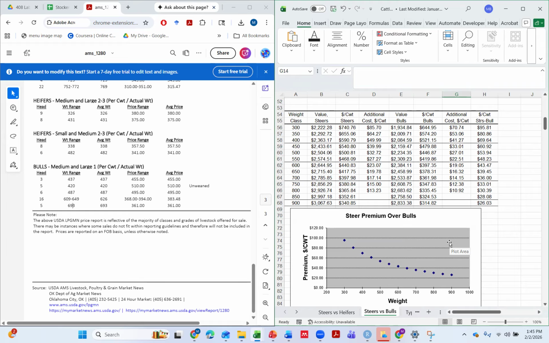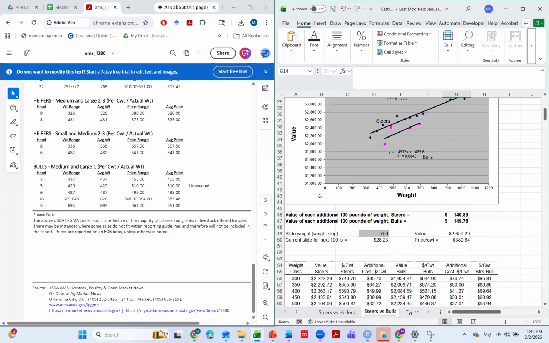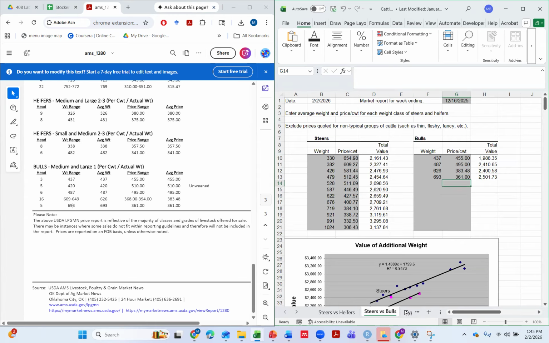I don't exactly know why it wasn't as great as what I've seen in previous examples. So I can't explain that. It's just a uniqueness of this one auction report. But we're not going to change anything there.